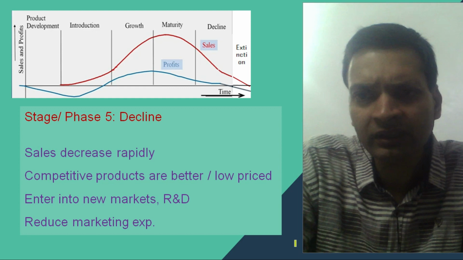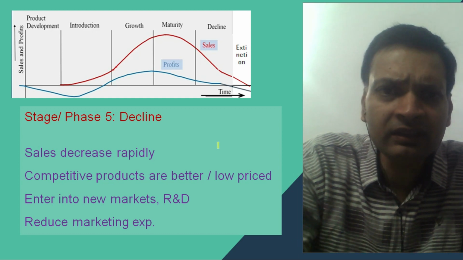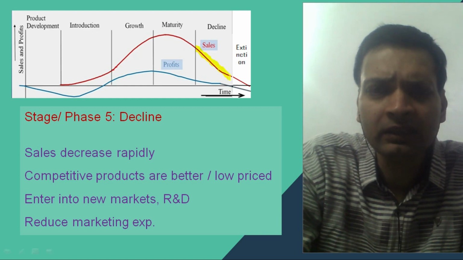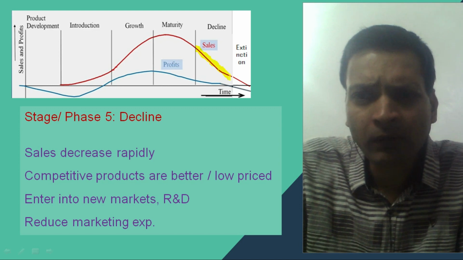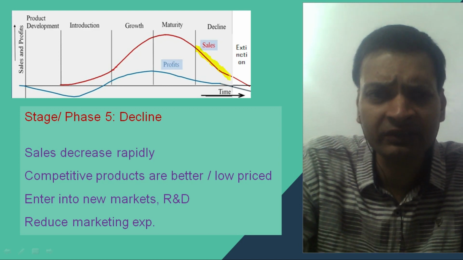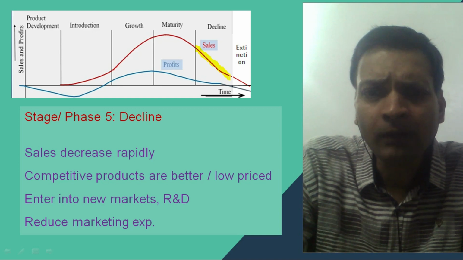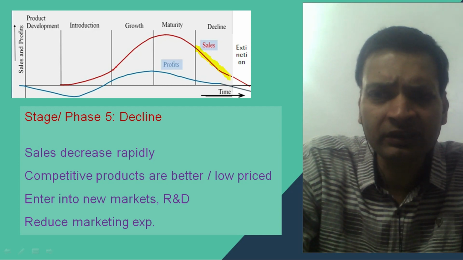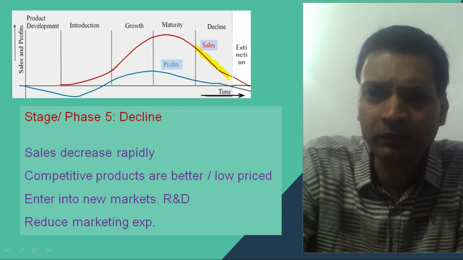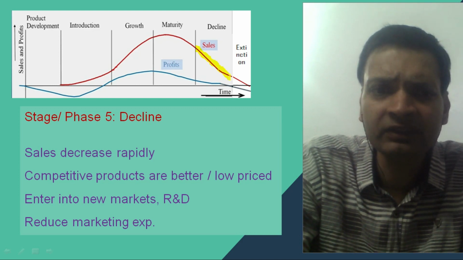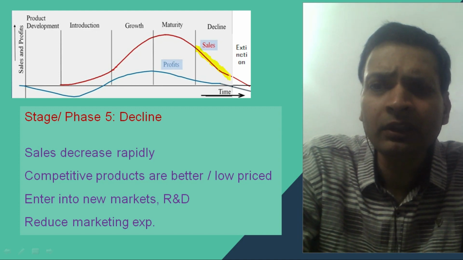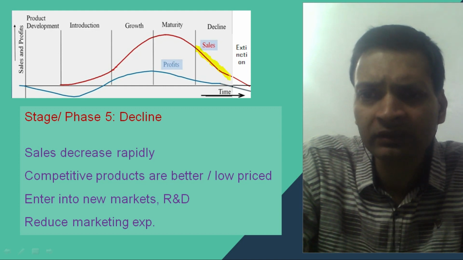The fifth stage, that is the decline stage. In this stage, the sale decreases very rapidly, and the competition gets more and more fierce. Price competition gets more and more tough. Low priced products are sold by the competitors, and their quality is also quite good, so we can't fight with them. In such a situation, the marketeer should try to search for a new market for the existing products.